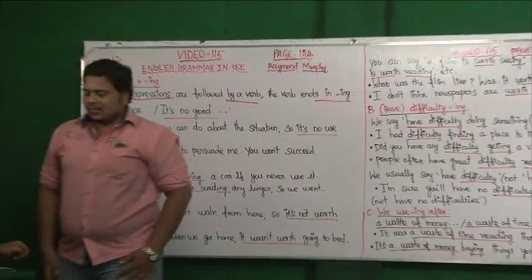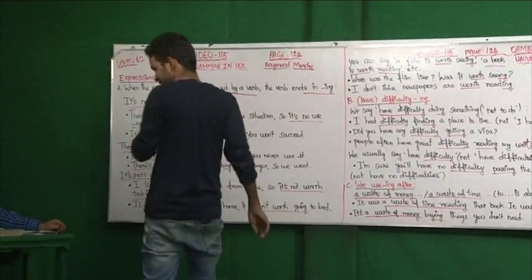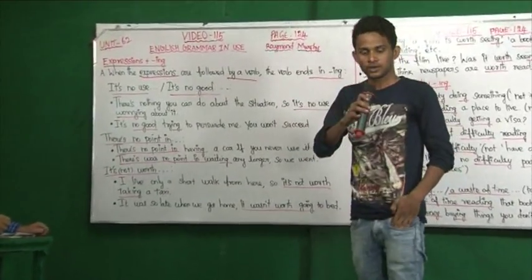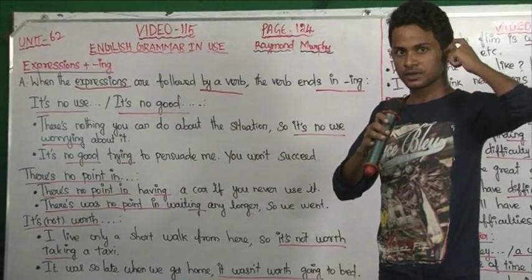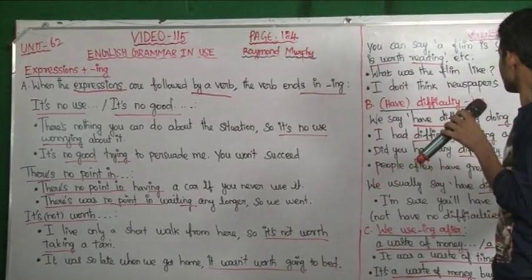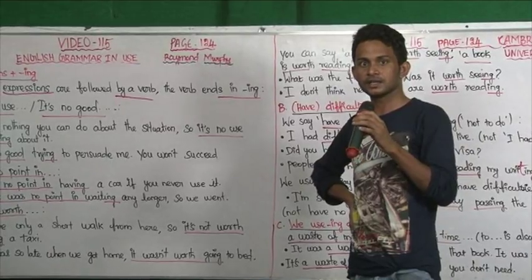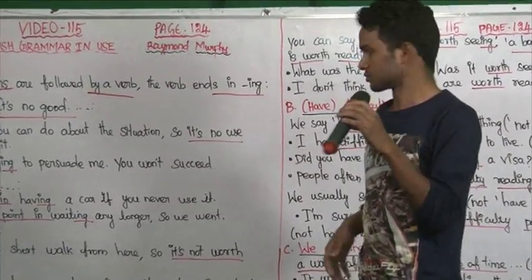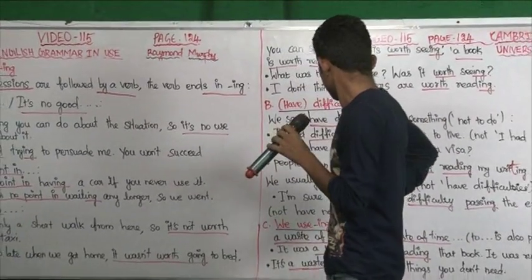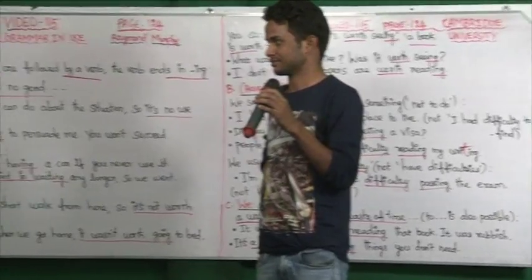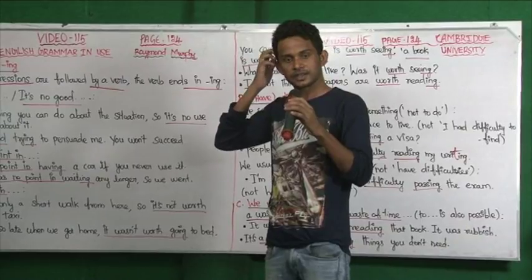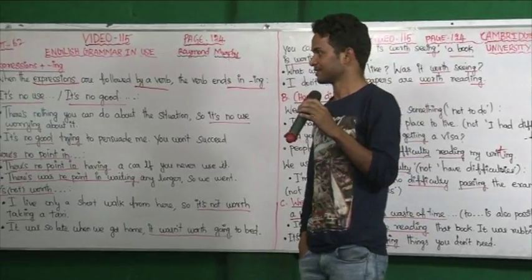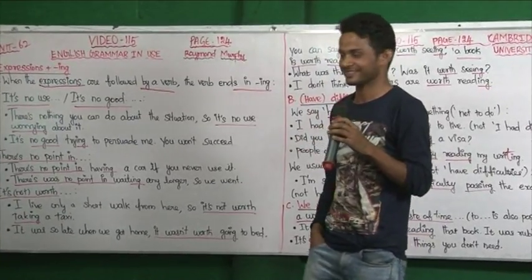Now I request the other gentleman to come forward and tell what he is able to understand. He is from Uttarakhand, isn't it? Yes, you introduce yourself and tell. Hello friend, I'm going to tell you about difficulty. Have difficulty plus -ing. We have difficulty finding a job. We have difficulty buying a car. We have difficulty getting a job. Waste of time spending watching the television. Waste of money spending on buying a car. Okay, thank you.